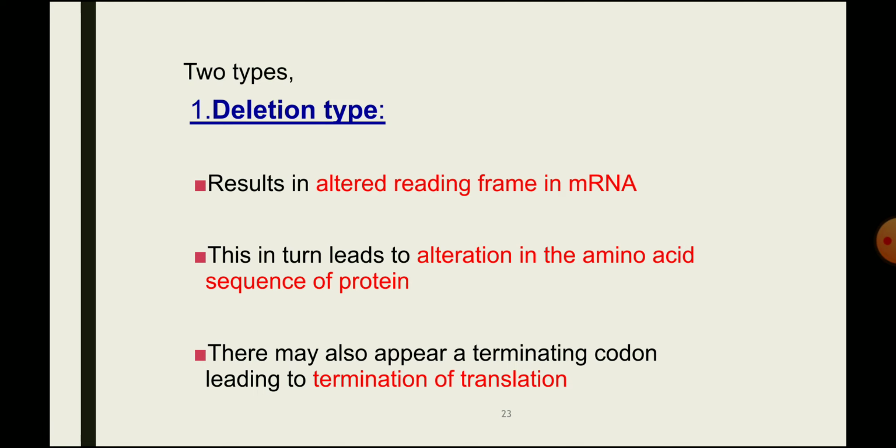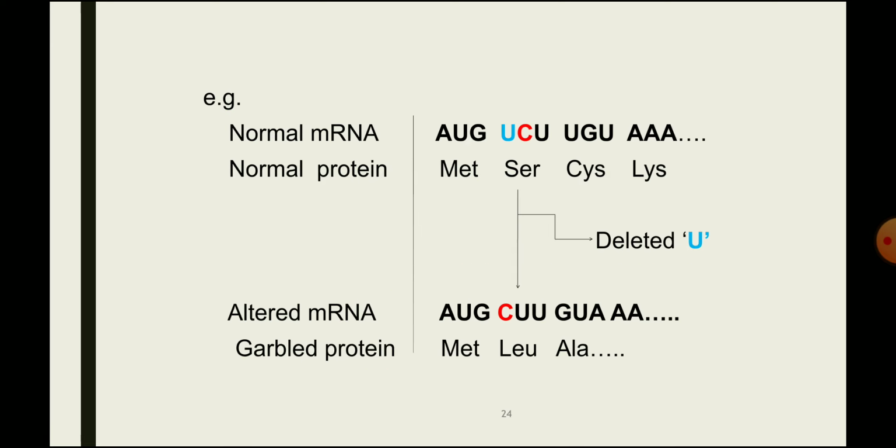So if one of the bases is deleted, the reading frame is altered, leading to an abnormal type of protein due to the abnormal sequence of amino acids. They may also appear as a terminated codon, leading to termination of the translation. So here in this example you can see normal mRNA and this protein. The sequence of amino acids is like this: methionine, serine, cysteine and lysine.